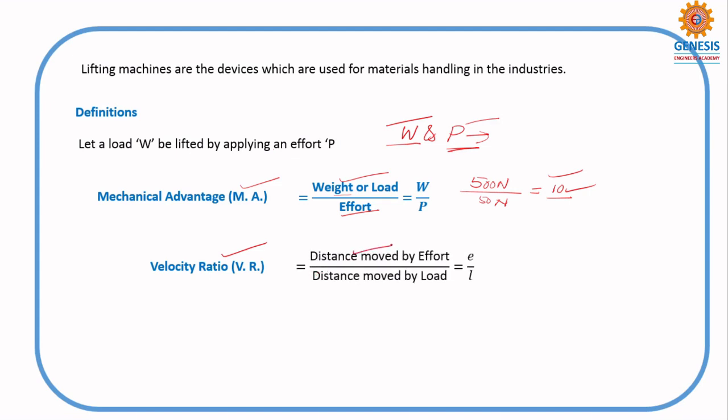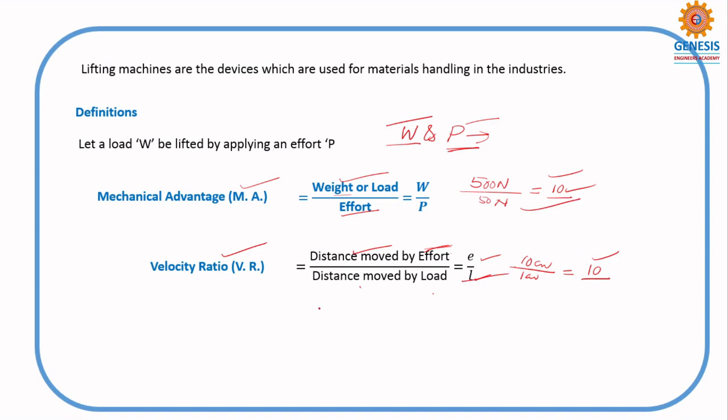So the distance moved by the effort divided by the distance moved by the load. Here I have taken effort distance as small e, and load distance as small l. If you move 1 centimeter and the load moves 10 centimeters, then velocity ratio is 10. You understand? So this is the lifting purpose and this is the velocity ratio.